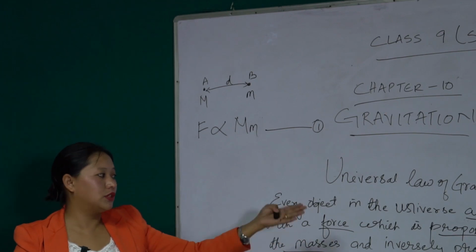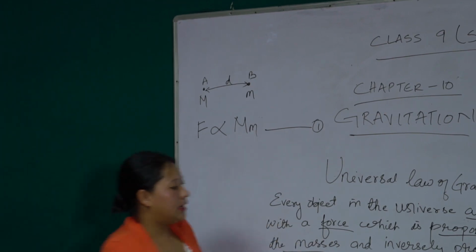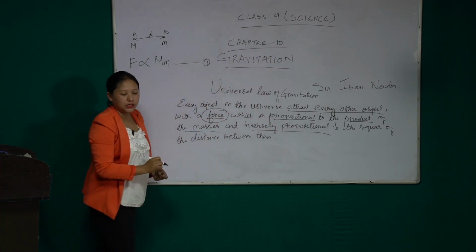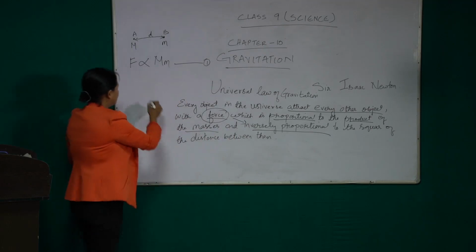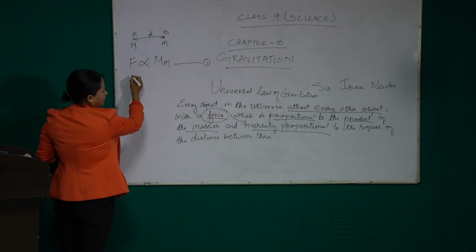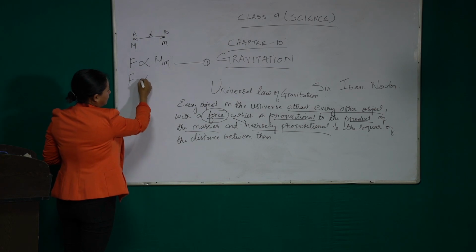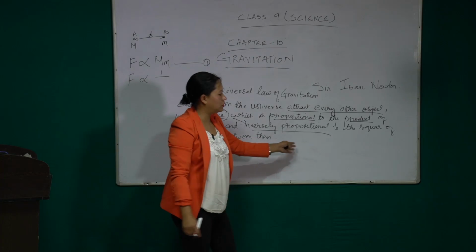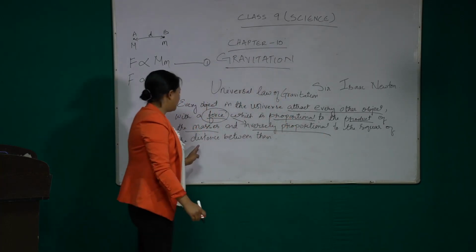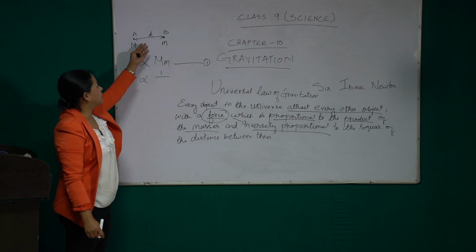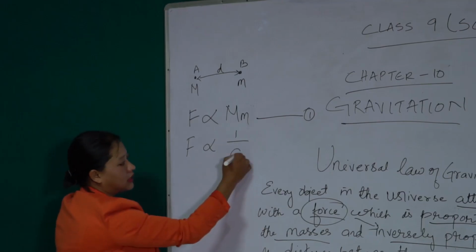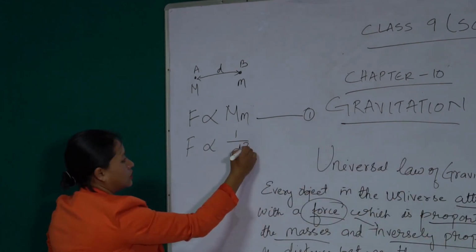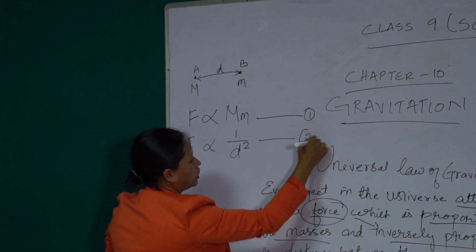The last part of the universal law of gravitation is inverse proportionality. That means this force is inversely proportional, which means 1 divided by the square of the distance between them. What is the distance here? Distance is d, and then we square it. So let's take this as equation 2.